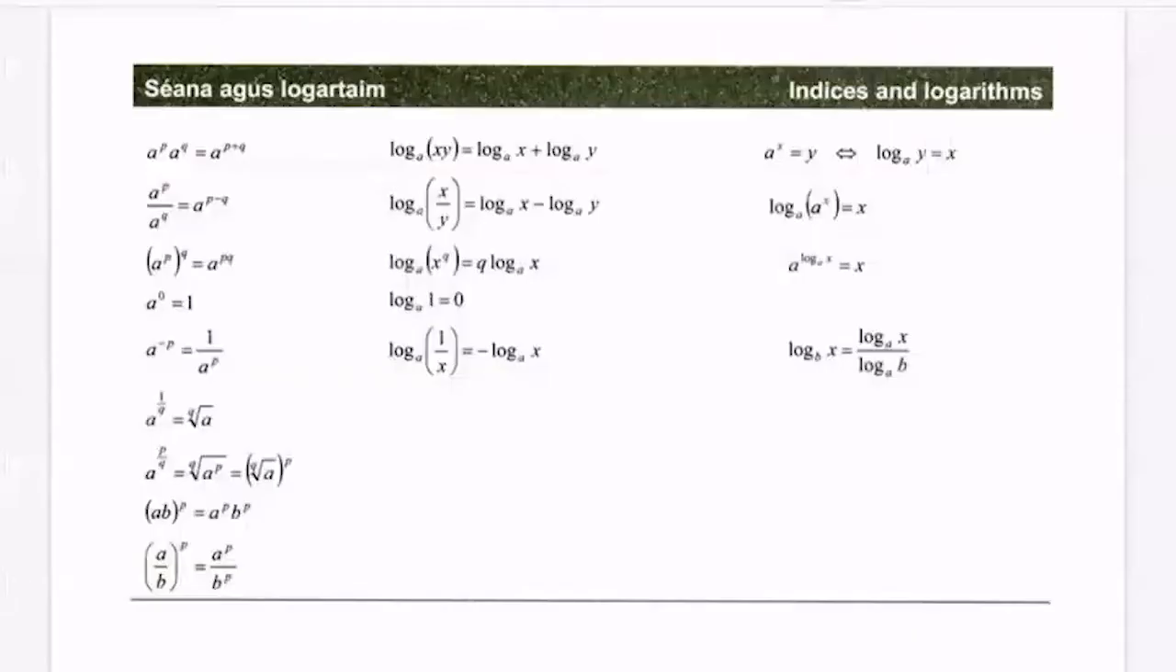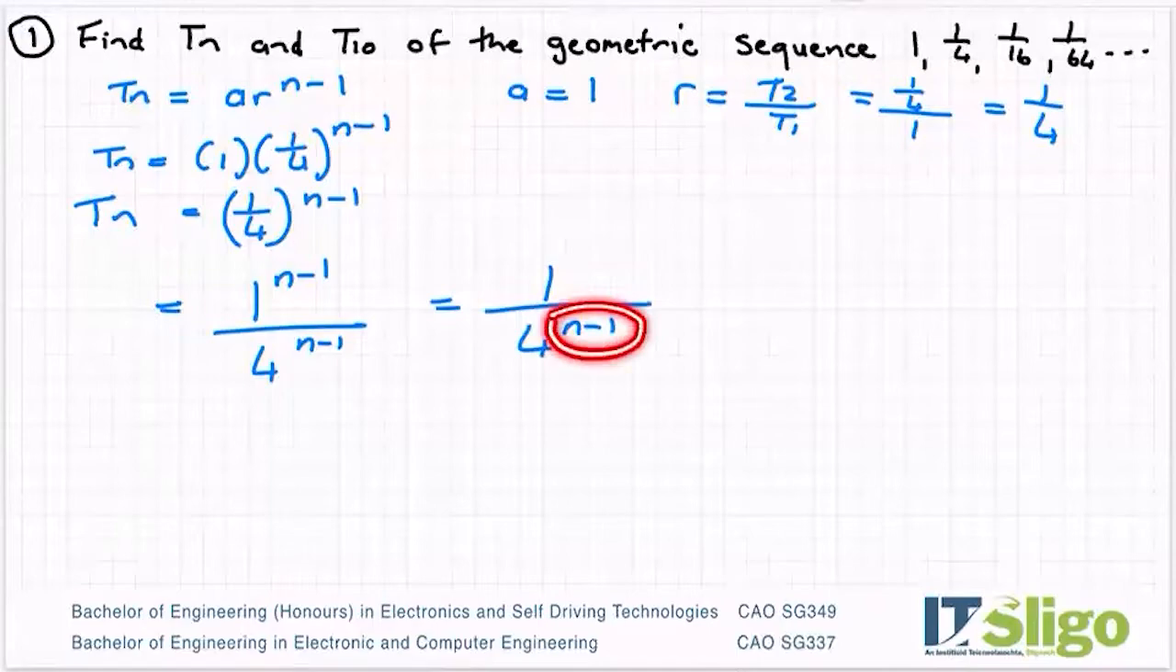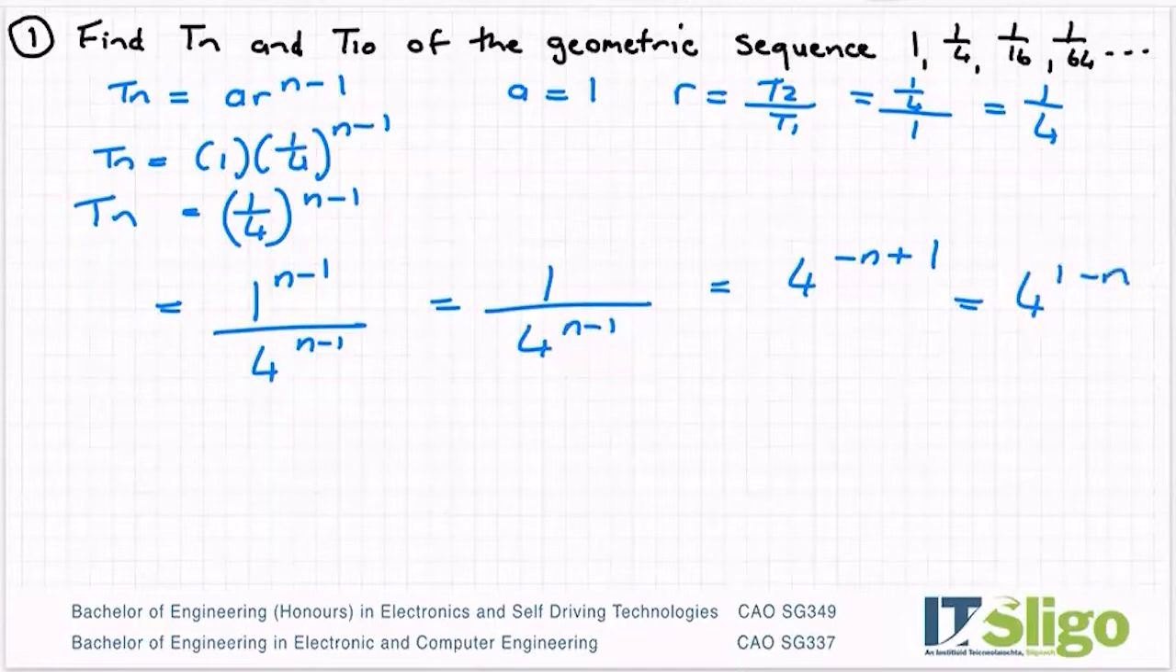If you remember your reciprocals from when we did the indices question, if something is under the line, you can bring it above the line by changing the sign of the power. Okay, so if I change the signs of these powers, I'll bring it above the line. So I could write this as 4 to the power of minus n plus 1. I just change the signs of the power and then just write that backwards, 1 minus n, just so that we don't have a minus number at the start in case you forget it. Okay, so that is also an acceptable answer for Tn. Tn is equal to 4 to the power of 1 minus n.